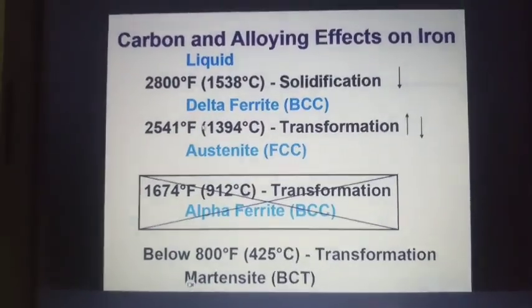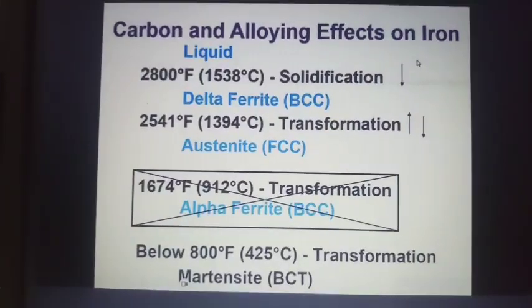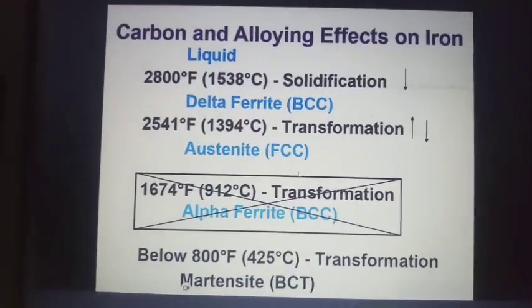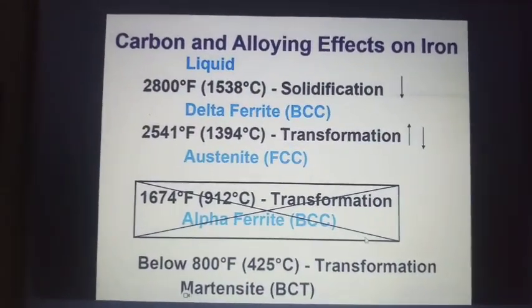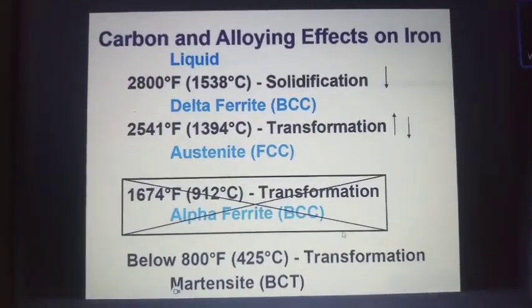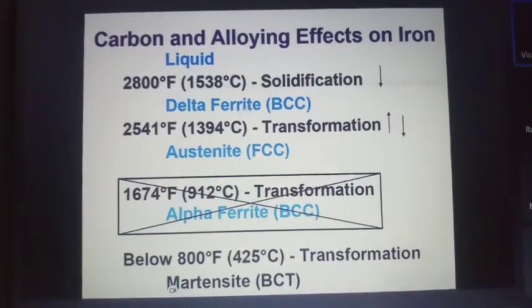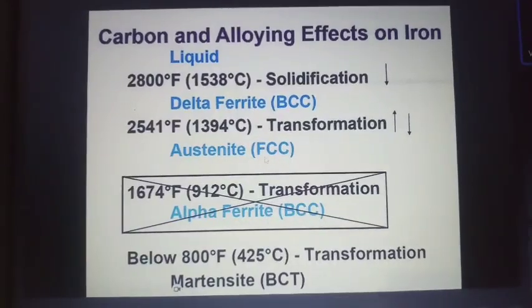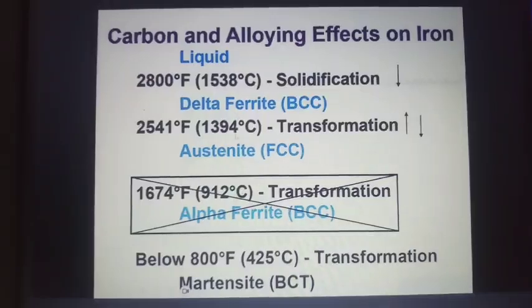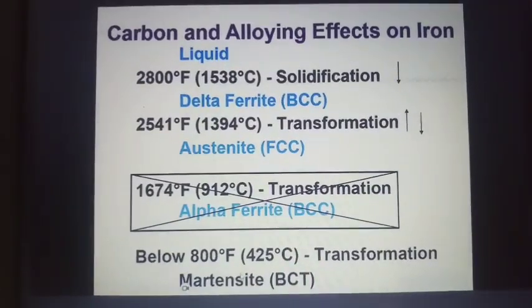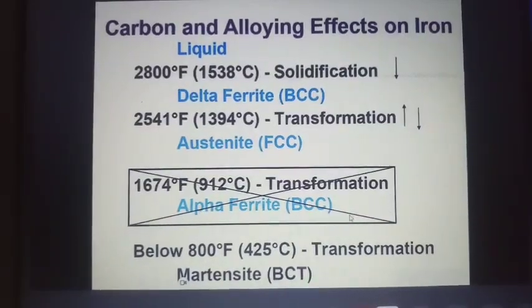Okay. Now, carbon and alloying effects on iron. So, I told you, this alpha ferrite is not in stainless steel because of the alloying additions. When you add more chromium and nickel, you either have ferrite, that is ferritic stainless steel, or you have austenite, which is austenitic stainless steel, or you directly transform to martensite, which is martensitic stainless steel. You don't have alpha ferrite. It is only in carbon and low alloy steel. Okay.